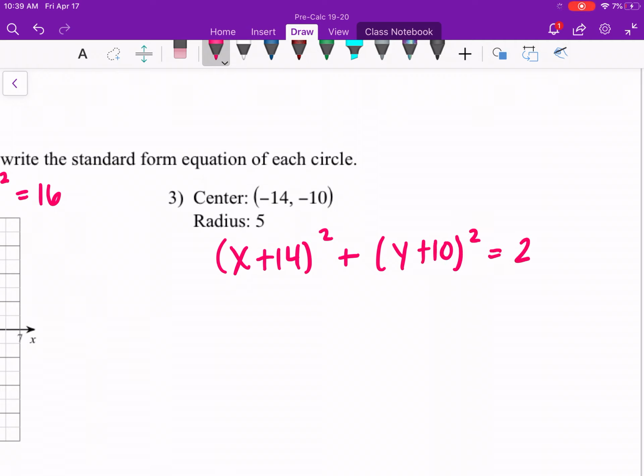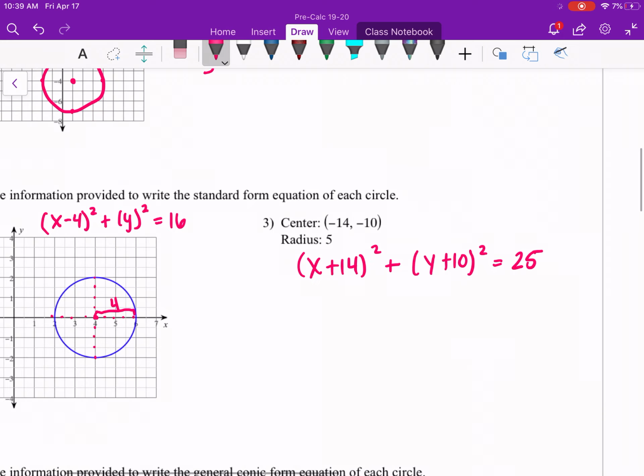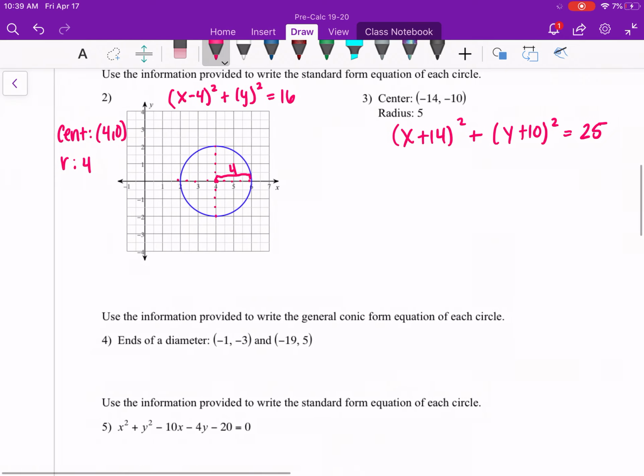And then we're going to square that radius. Beautiful, easy breezy, beautiful cover girl. So now the last one is completing the square. Oh, no, just kidding. We're not there yet.